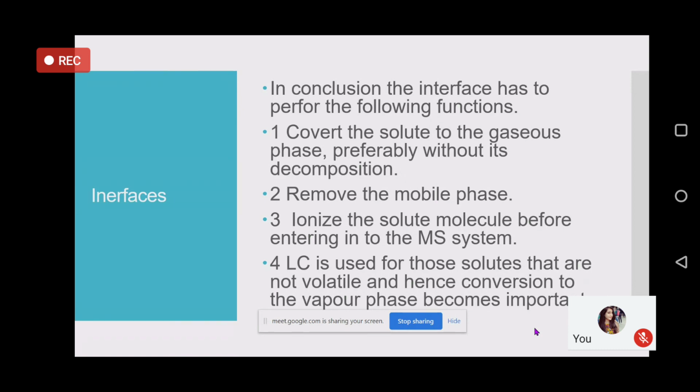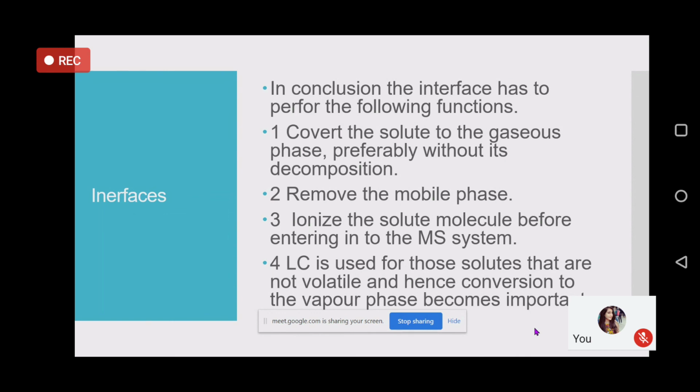You'll find that it is monotonous or boring because it is only a description. There is nothing in it to understand as such. It's a description of how the three processes which are there on your screen on the slide are brought about by the given interface. That is how you are describing different interfaces which are used in LC-MS type of systems.